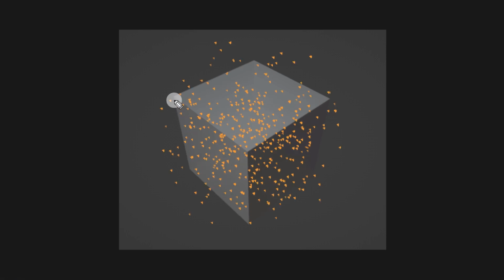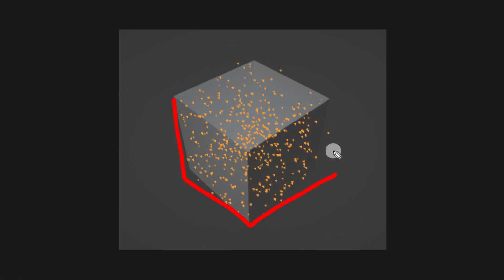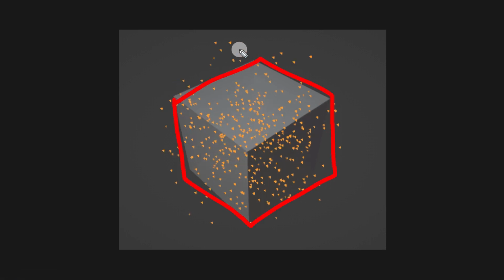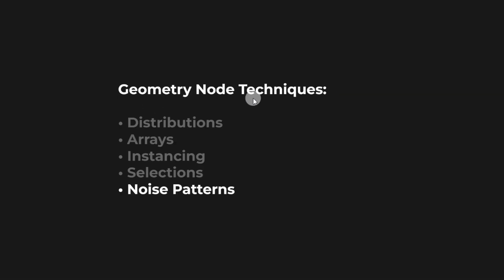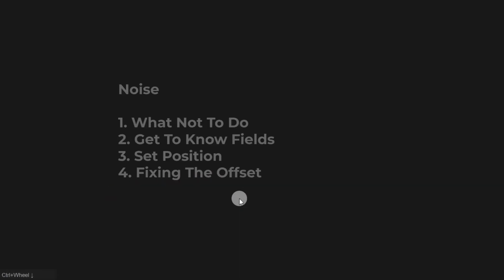So our goal now is to take our point cloud, which currently looks like the shape of a cube, and add a noise pattern onto it so that it goes outside of the bounds of that cube. And to do this, we're going to learn another geometry nodes technique, which is getting to know our noise pattern and how to apply that. And first, step number one, we're going to get to know what not to do.